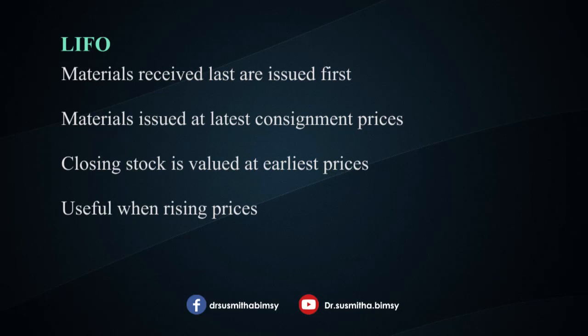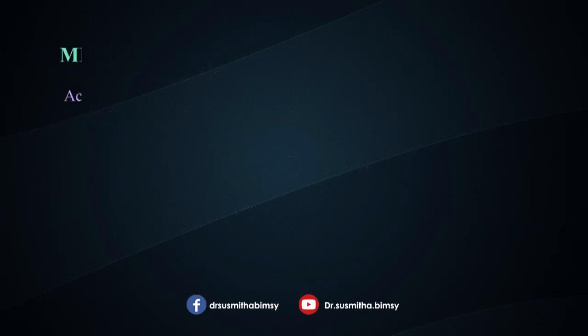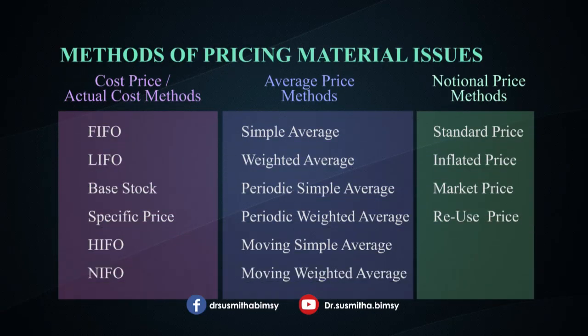Second category is average price methods. Under this head, there are 6 sub methods: simple average, weighted average, periodic simple average, periodic weighted average, moving simple average, and moving weighted average. Actually, these are very simple. If possible, I will make another video specifically about the method of pricing material issues. And the third category is notional price methods. Under this head, there are standard price method, inflated price method, market price, and reuse price.